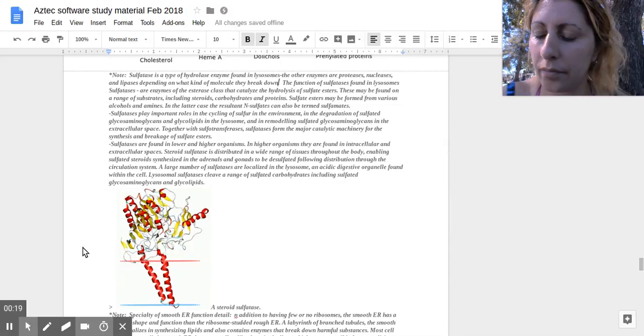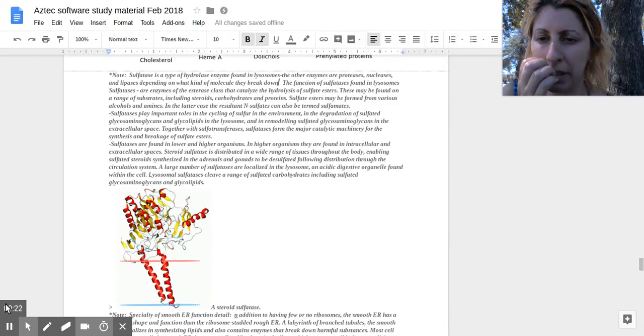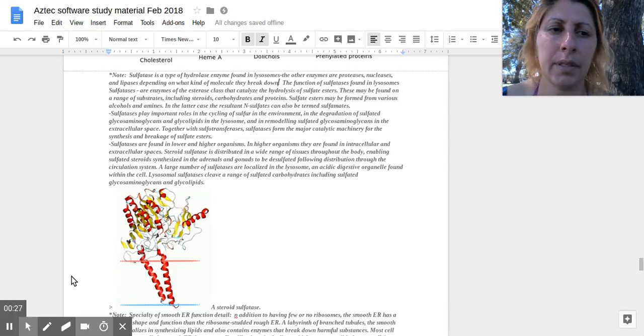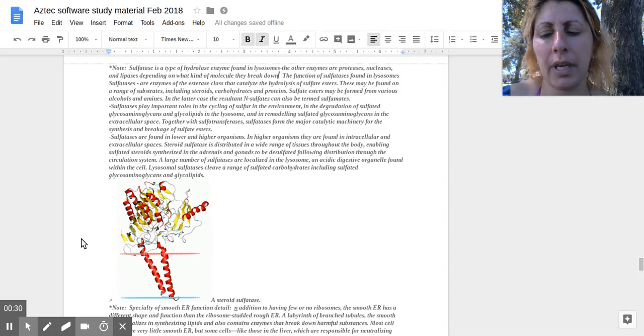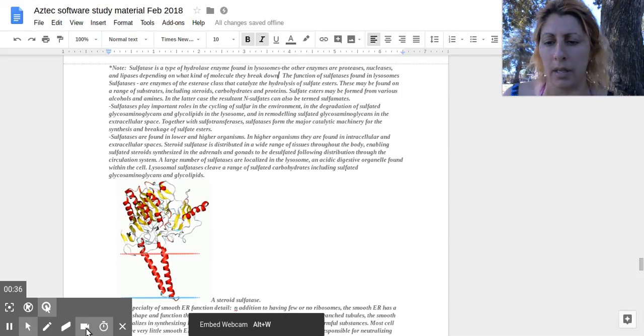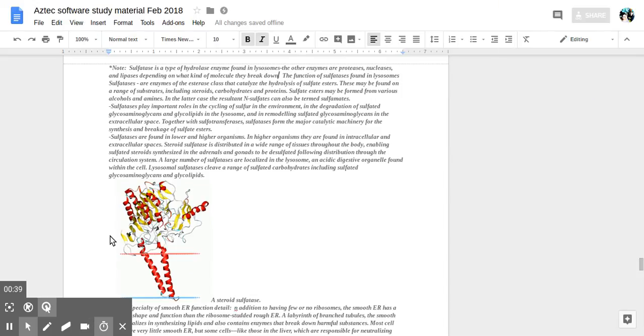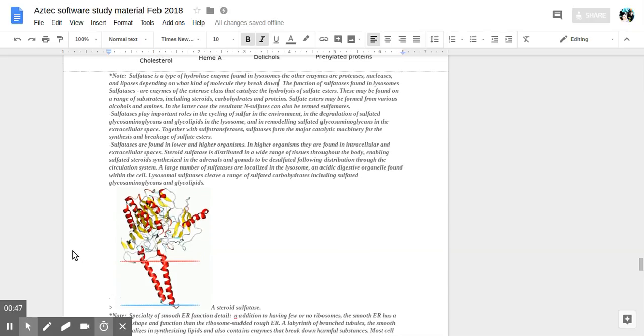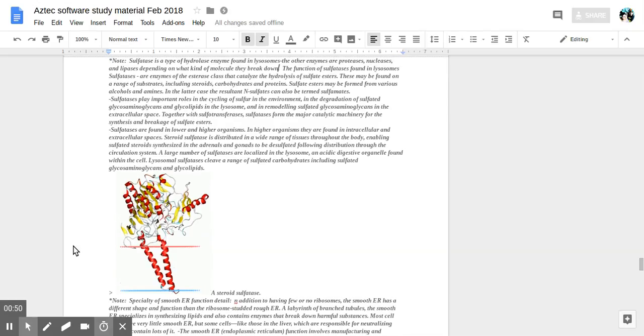We're learning about steroids, which largely are created in the smooth endoplasmic reticulum. And we learned earlier that different types of proteins are created in the endoplasmic reticulum.